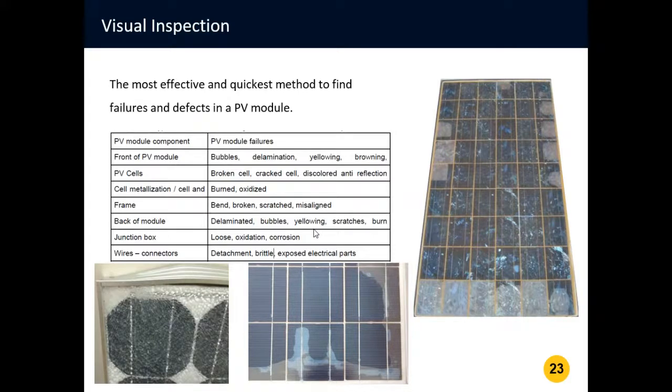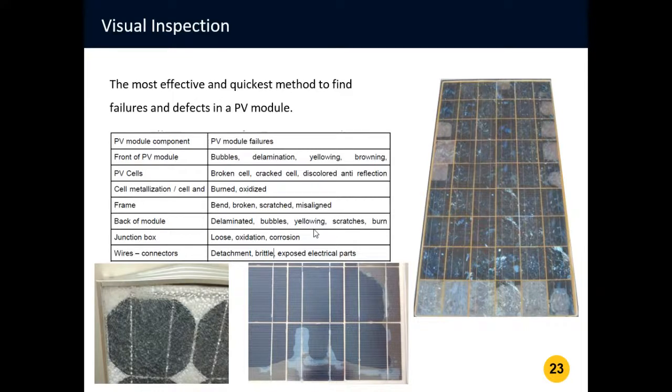So visual inspection is an equally important characterization technique. It often seems a bit obvious because if a module is broken, it looks broken, but there is a value in identifying very quickly any failures or issues in the module using visual inspection.